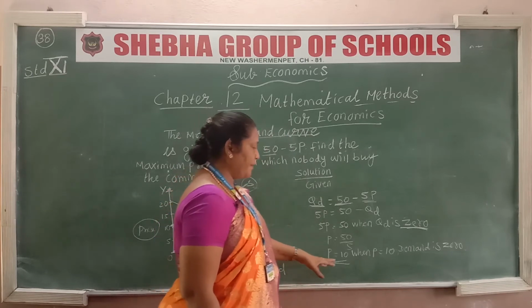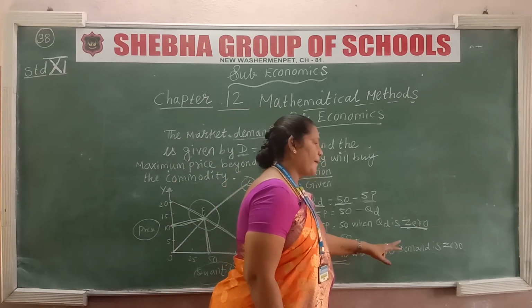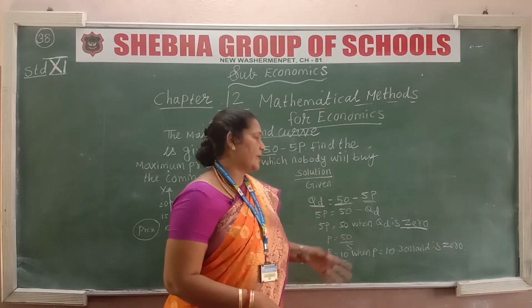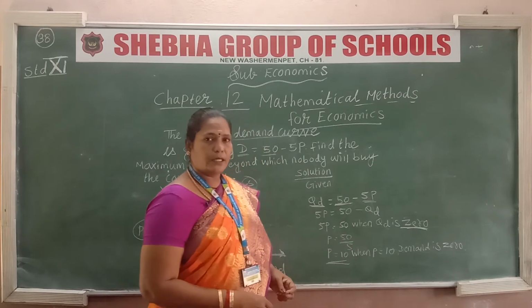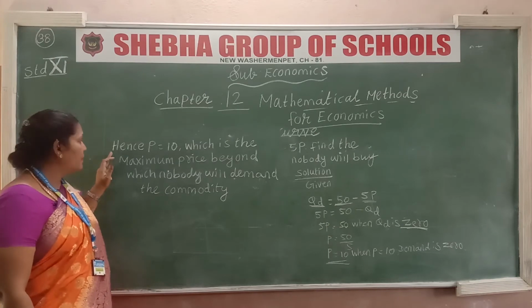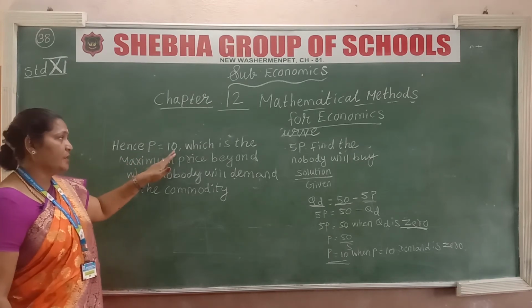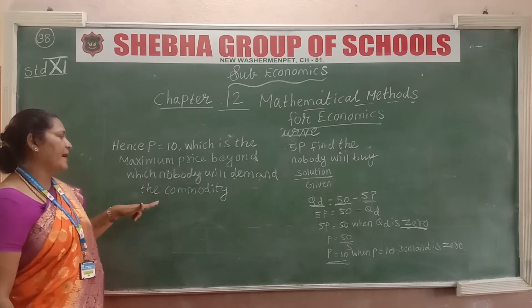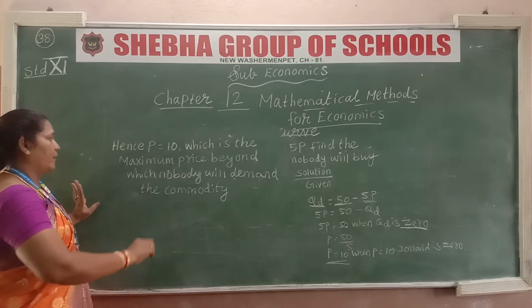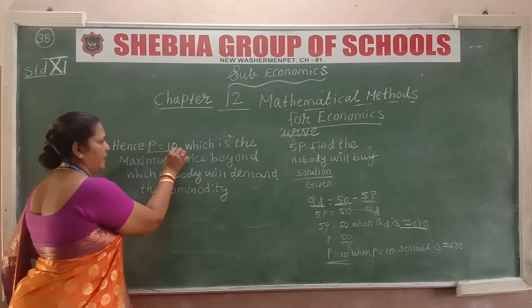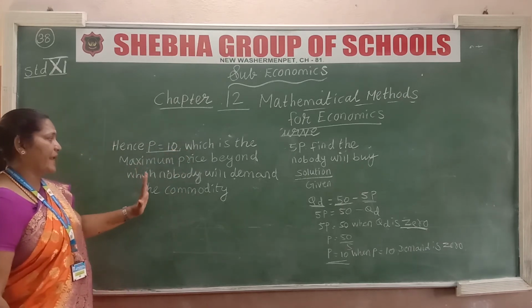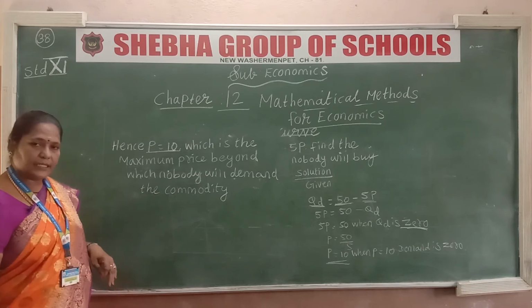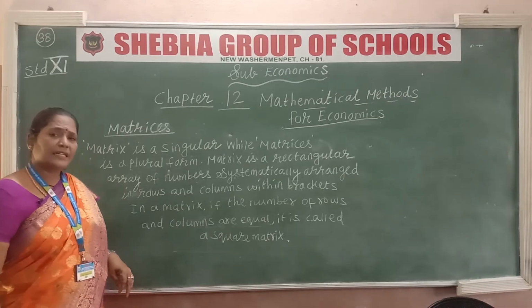So when the price value is 10, what demand has come? 0. Since the price value 10 has come, what demand has come? 0. Hence price value is 10, which is the maximum price beyond which nobody will demand the commodity. So here they have given the price as 10, so it is the maximum price beyond which nobody will demand the commodity. Is it clear? Let us move to the matrix.